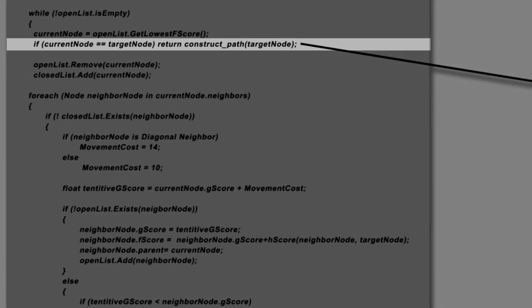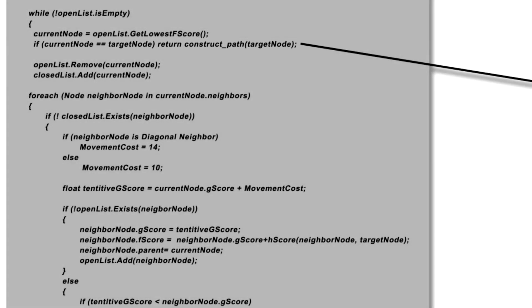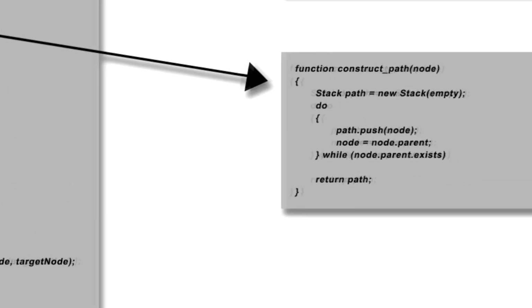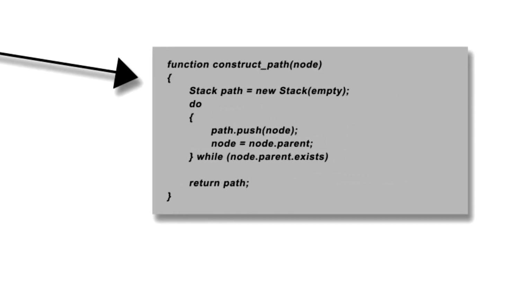Next, you can see that we say if current node is equal to the target node, then it means that we have reached the target and we have found a path, and we now need to return that path. And in this particular pseudocode example, I call a function called construct path to do that and pass in the target node. And if you look at the construct path function on the screen, you can see that it's passed a node, and then what it does is it allocates a stack or any other type of first in last out queue, and then it goes into a do while loop.